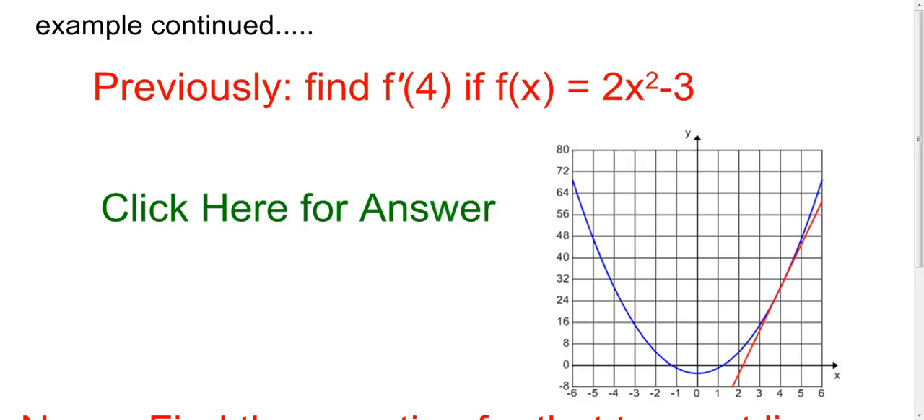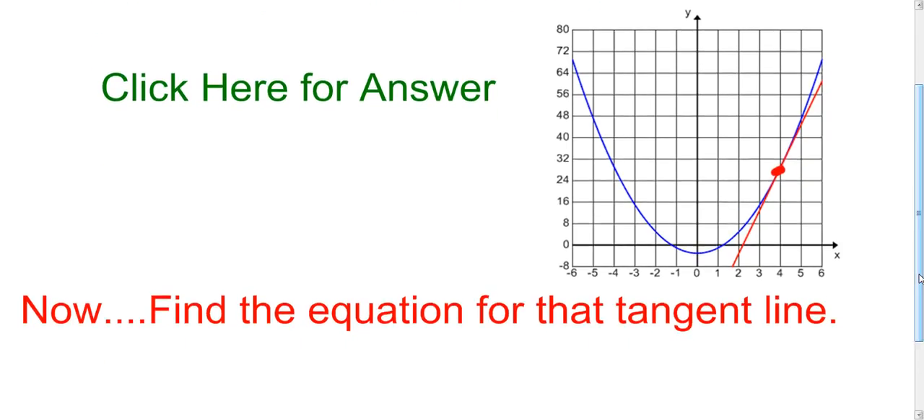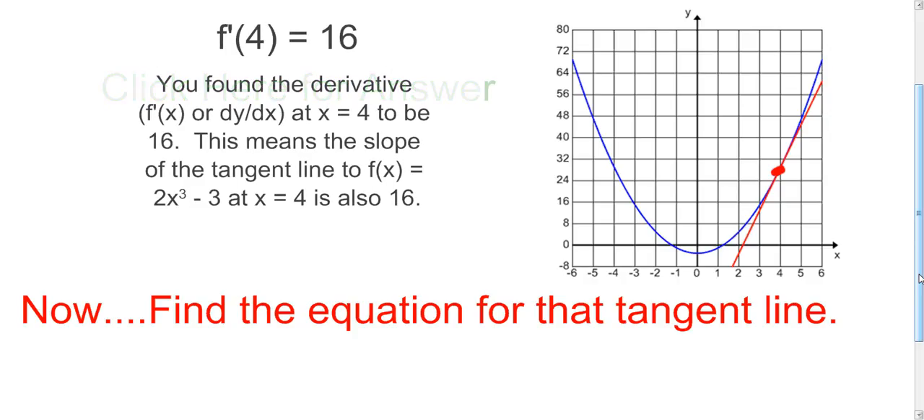So the blue graph is the function 2x squared minus 3. I went to my x value of 4, which is right here. My tangent line is the red line, and the slope of that red line is 16. That's what I just found. So here's the answer. I found the derivative at 4 to be 16, which means that the slope of the tangent line of the function 2x squared minus 3, at x equals 4, is also 16. There should have been a square right here.